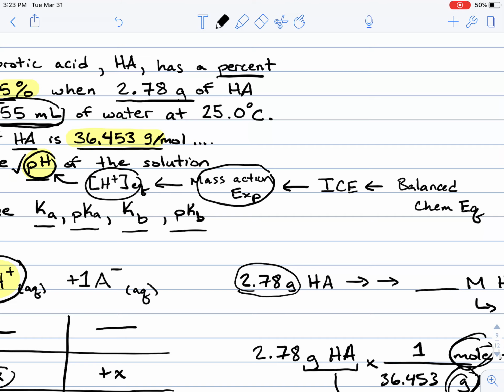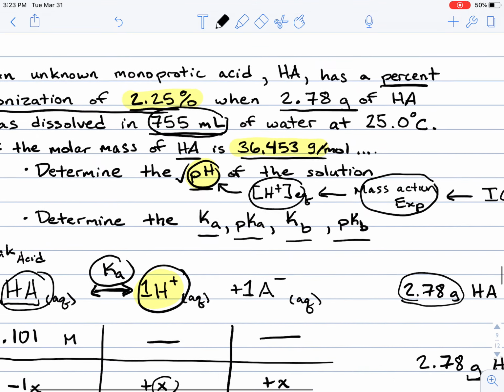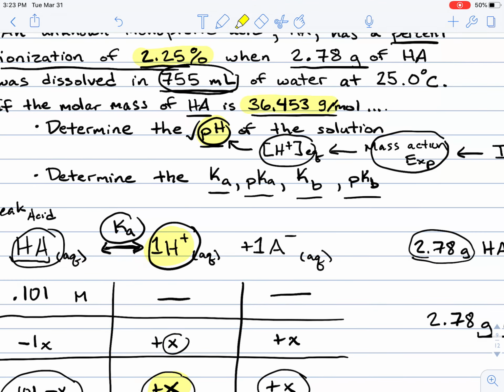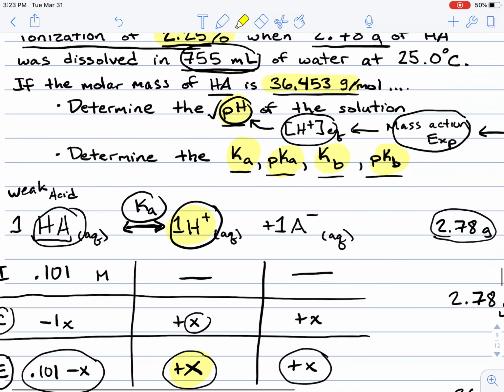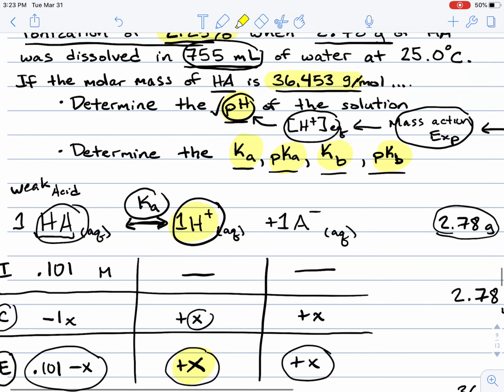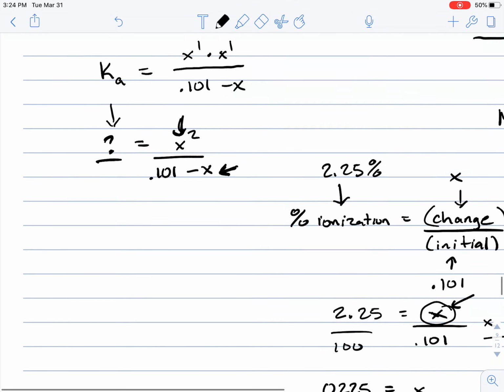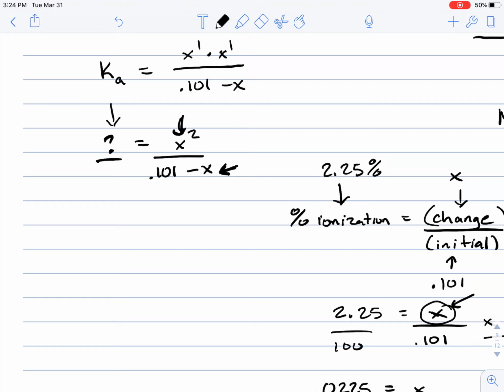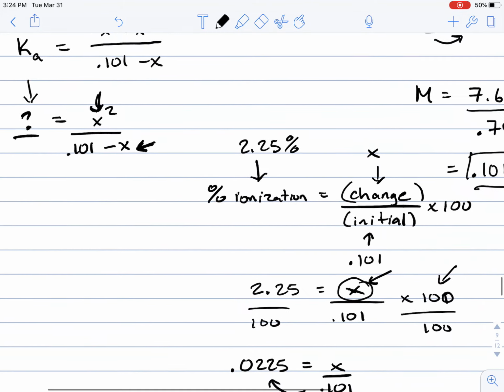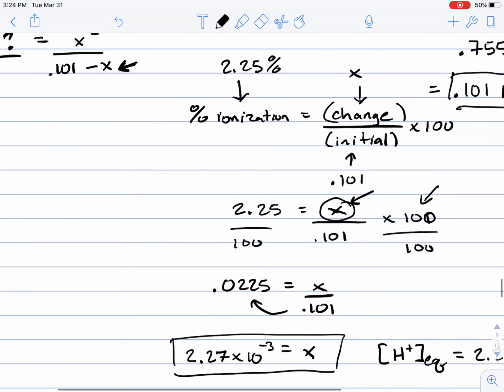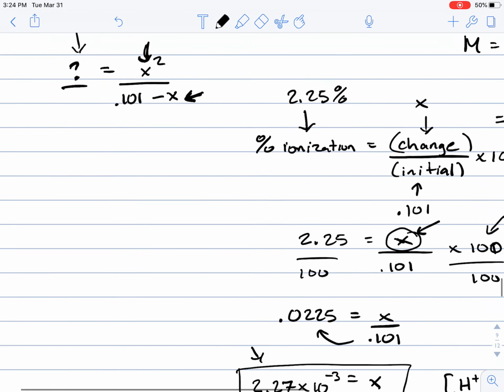So, like a reference point. All right, so the last thing that we need to solve for is Ka, pKa, Kb, and pKb. The only way to solve for the Ka is through the mass action expression. In this case, we're going to plug in the value of x into this mass action expression. And remember that value for x is going to be 2.27 times 10 to the negative 3.